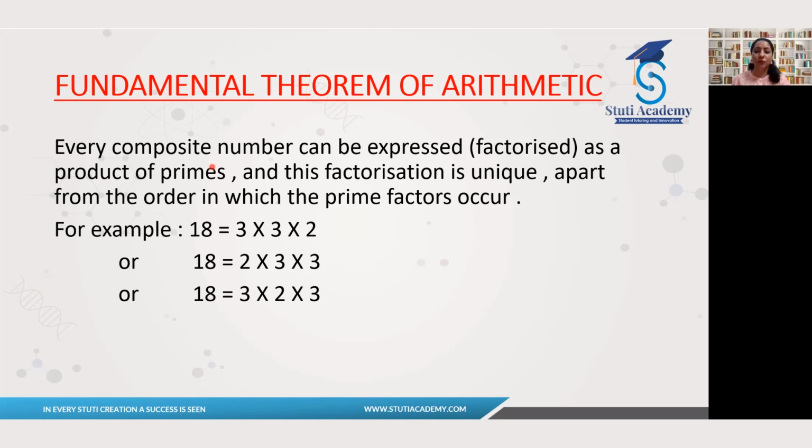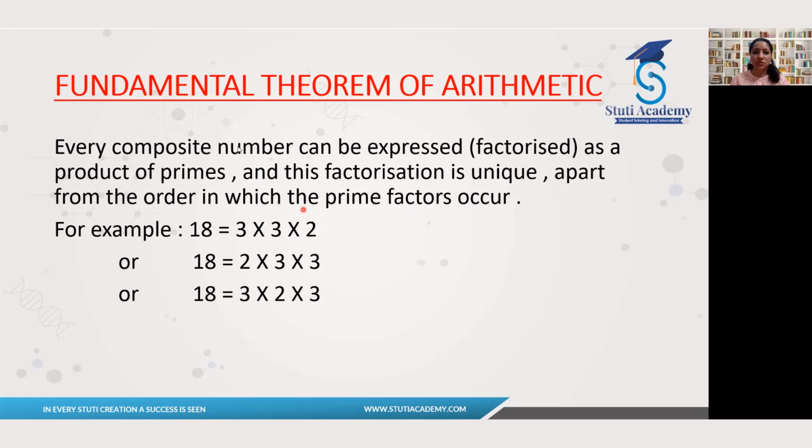For example, if I take 4, it's a composite number. It has factor 1. It has factor number 4 itself. It also has another factor, that is 2. So every composite number we can factorize as a product of primes. For example, we have taken 18. 18 we can factorize and we can write it as 3 times 3 times 2. So 18 is a composite number. We have written it as a product of prime numbers. It is also mentioned here that this factorization is unique apart from the order in which the prime factors occur.